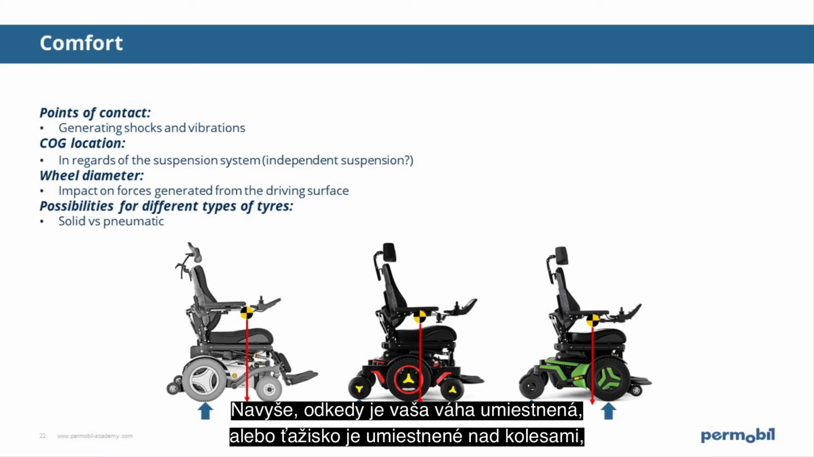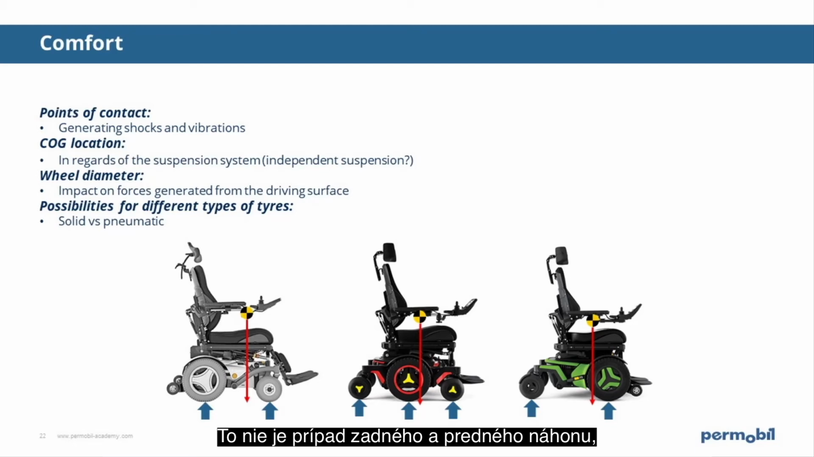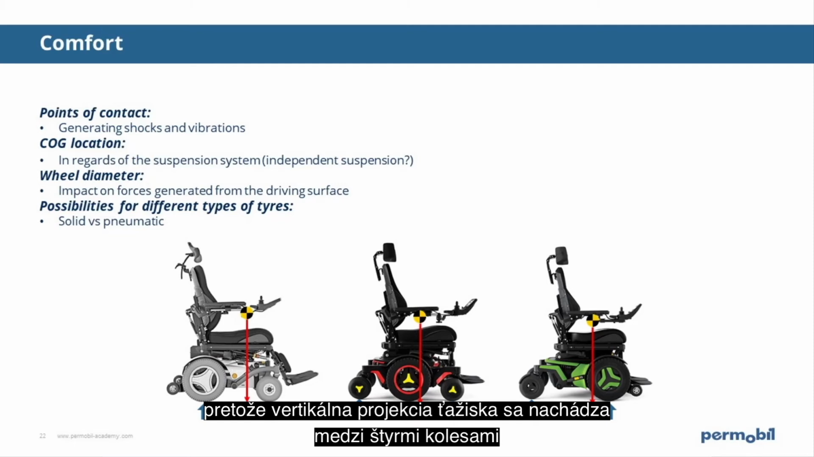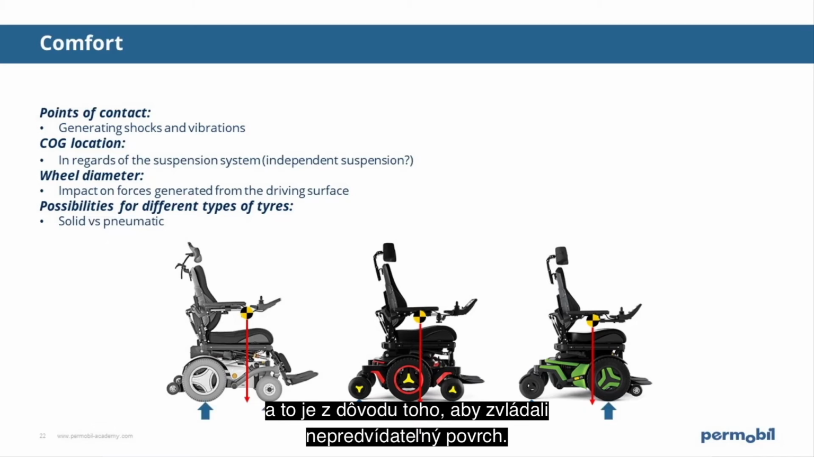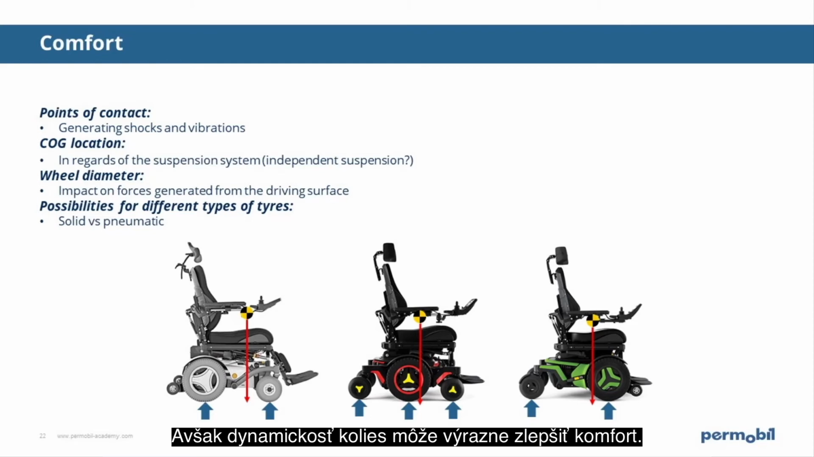Additionally, since your user weight is actually almost located, or the center of gravity is almost located above the drive wheels, it is actually much more challenging to have a very efficient suspension system. And this is not the case for a rear-wheel driven platform and a front-wheel driven platform, because the vertical projection of the center of mass is located between the 4 drive wheels. And with these independent suspension systems, you see that the comfort of these type of devices is very high. Obviously, the wheel diameter can also influence the comfort of a power wheelchair. Mostly you see in a rear-wheel driven platform that the caster wheels are slightly bigger than the other drive platforms, and that is actually also to cope with the plowing in softer surfaces. But the wheel diameter can actually significantly improve the comfort.